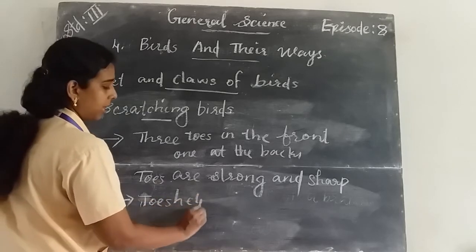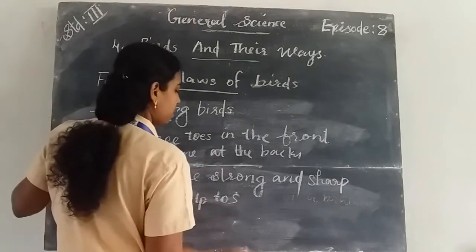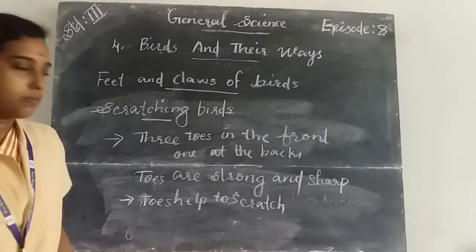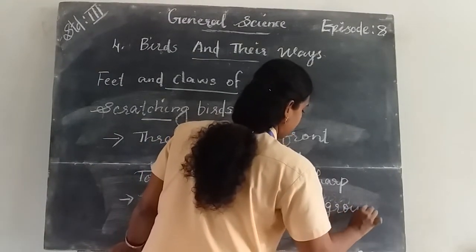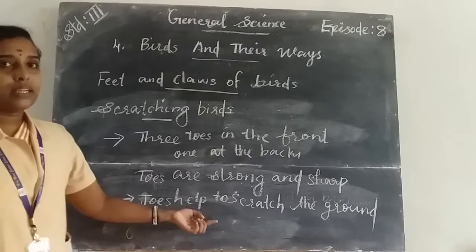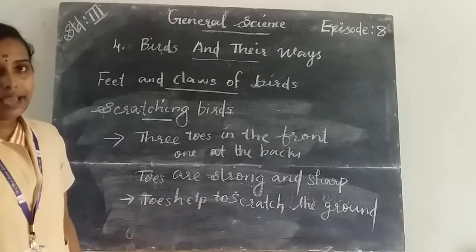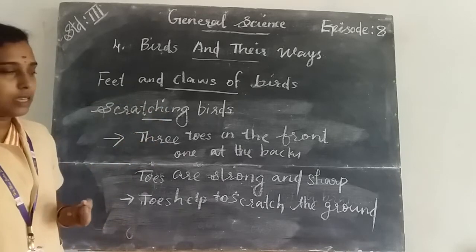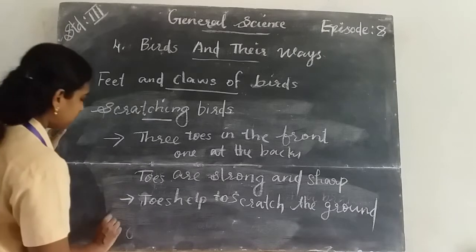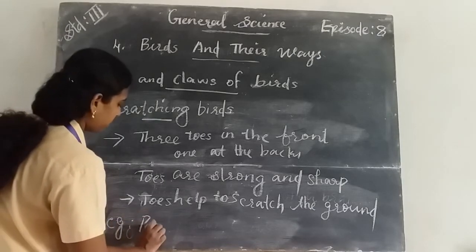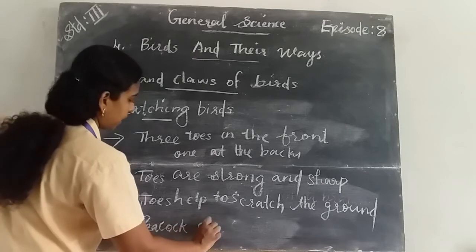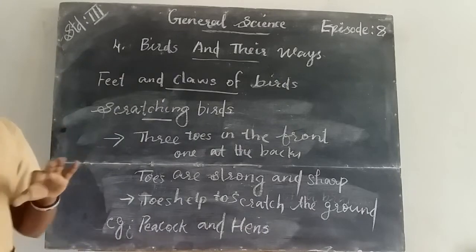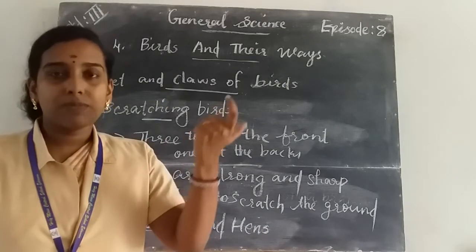Toes help to scratch the ground to find insects and worms and other animals as their food. And such types of birds are called scratching birds. Examples of scratching birds are peacock and hen. Peacocks and hens are examples of scratching birds, because they scratch the ground to find insects, worms and other animals.